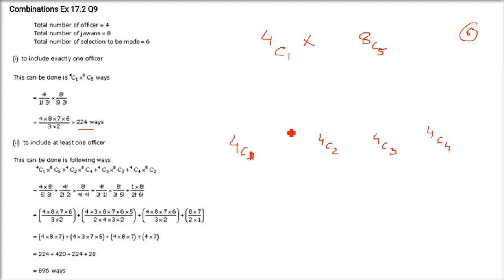1, 2, 3, 4. When we select 1 officer, how many jawans will be there? 5, because in all it should be 6. If it is 2 officers, then jawans can be 4, 2 plus 4 is 6. If 3 officers are there, jawans will be 3. If 4 officers, then 2 jawans. If you add these combinations, you will see that the total is equal to 6. So 896 will be the answer.